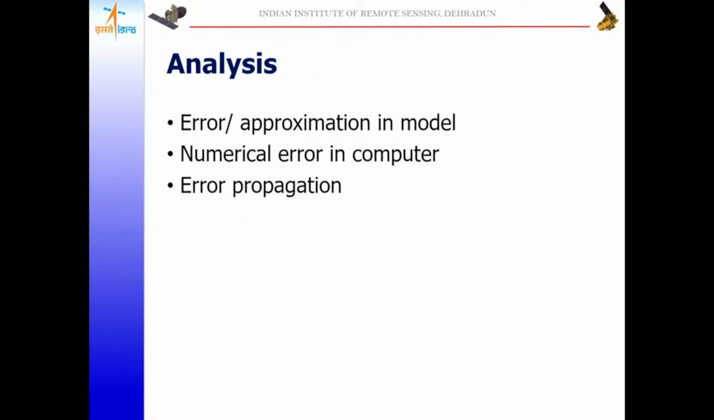Analysis-wise, if you see error and approximation in the model, numerical error in the computer can also be there, as I discussed, and error propagation as well. Propagation means that initially there will be modeling error, and then that error will be propagated through the modeling process.